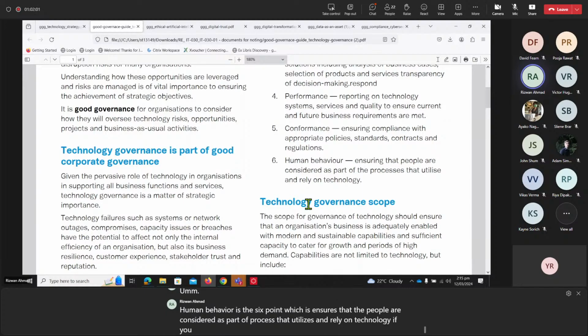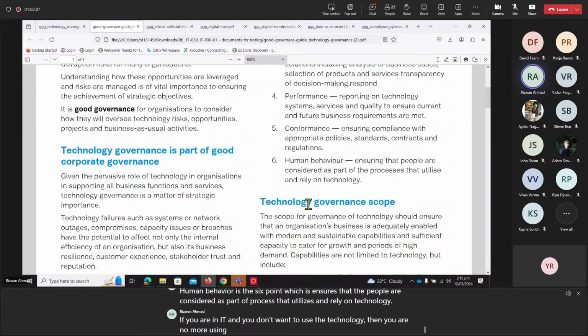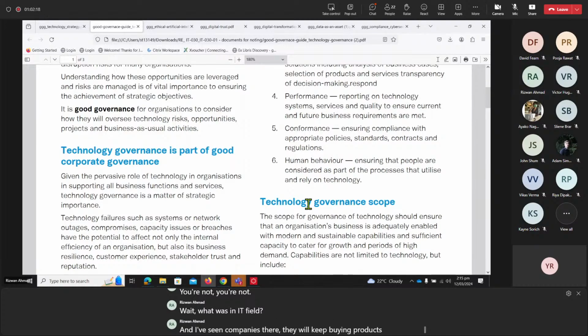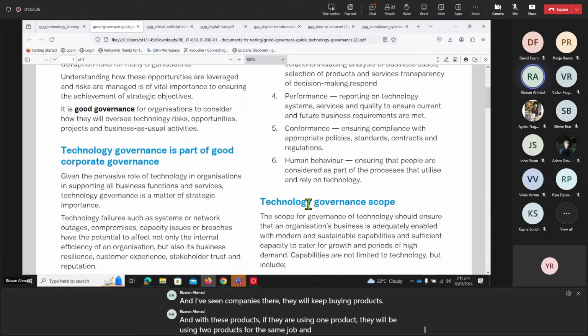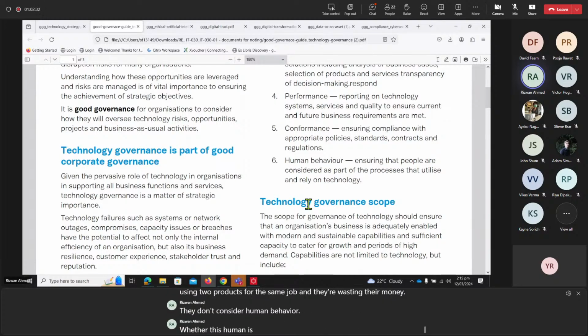If you are in IT and you don't want to use the technology, then you are no longer using IT at all. You're not going to advance in the IT field. I've seen companies keep buying products, and where they are using one product, they will be using two products for the same job, and they're wasting their money. They don't consider human behavior, whether this person is good enough to know that system or not. So this happens in a normal IT world.